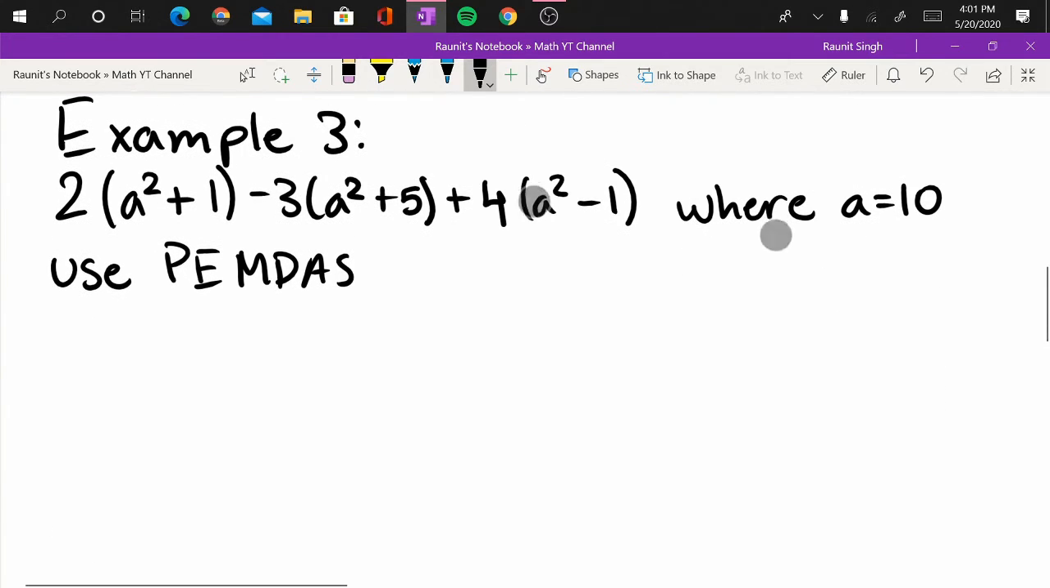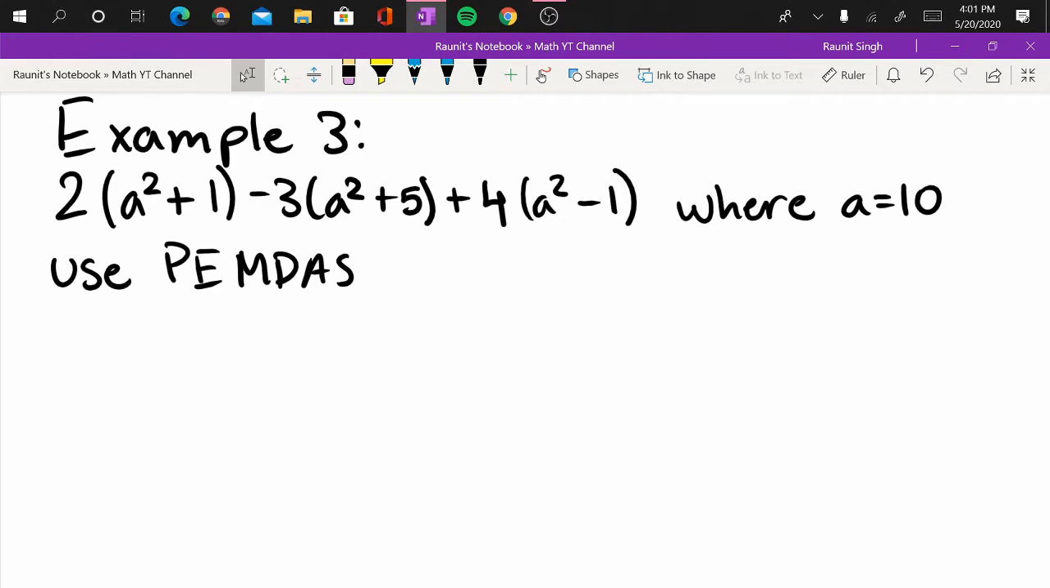Okay, so now moving on to our next example. It looks a little bit more complicated, but it really isn't. We have to use PEMDAS for this one as well. So we have 2 parentheses a squared plus 1 minus 3 parentheses a squared plus 5 plus 4 parentheses a squared minus 1. Now if you know how to solve it, go ahead and pause the video and solve it yourself. Otherwise, just follow along.